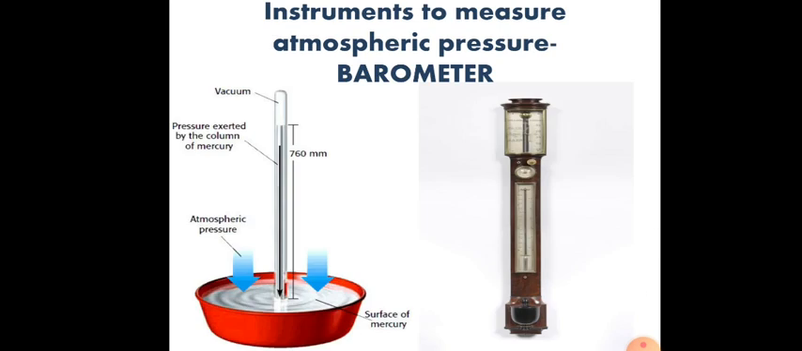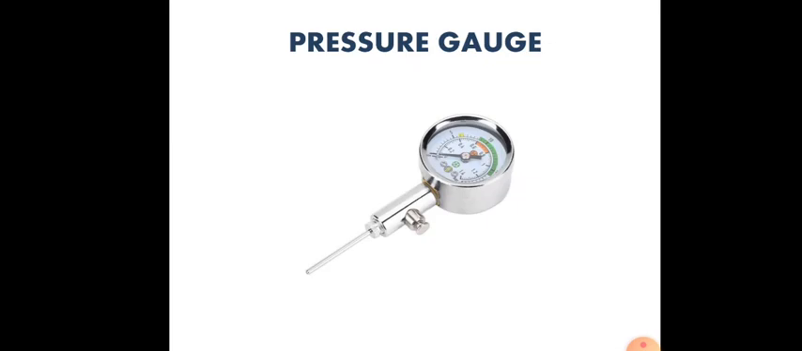These are the instruments to measure atmospheric pressure, known as barometers. The first one is the earliest barometer made, and the next one is the barometer which you usually find in the labs. Now the first one shows that 760 millimeter of Hg is equivalent to the atmospheric pressure at sea level. Now, can you identify this instrument?